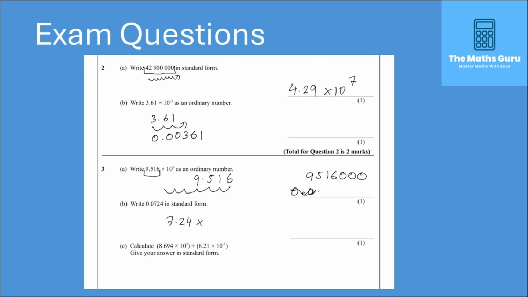Writing 0.0724 in standard form, we're going to get a number between 1 and 10, which is going to be 7.24 times 10. We're going to have to move this number 1, 2, so 2 spaces to the left, so times 10 to the negative 2.